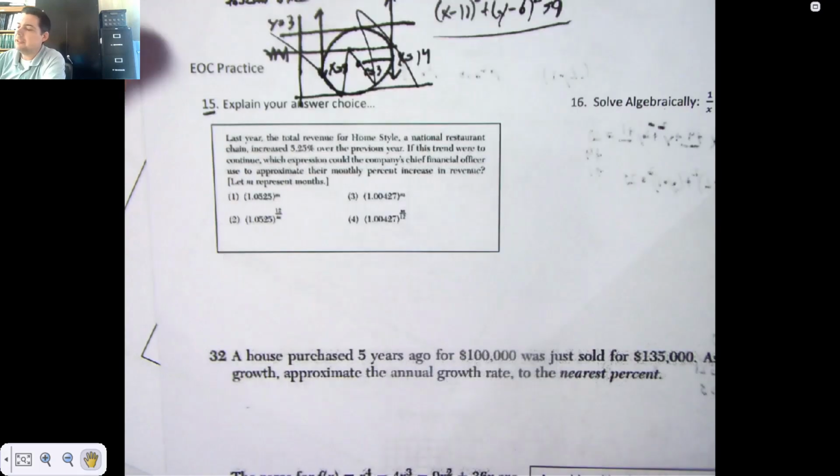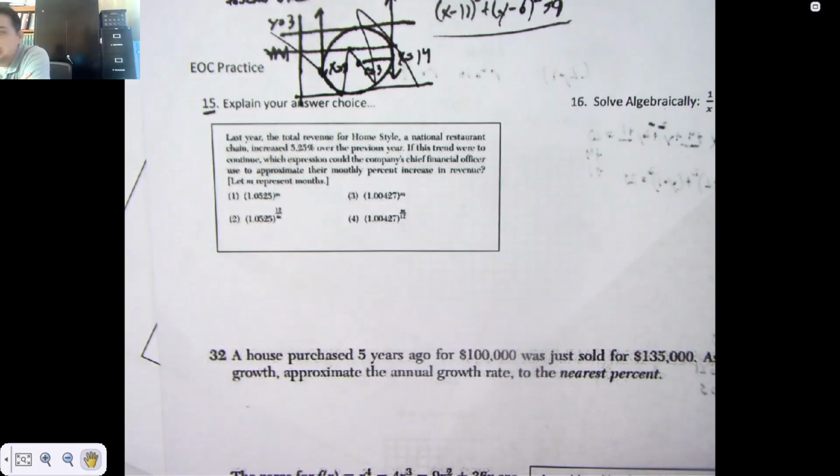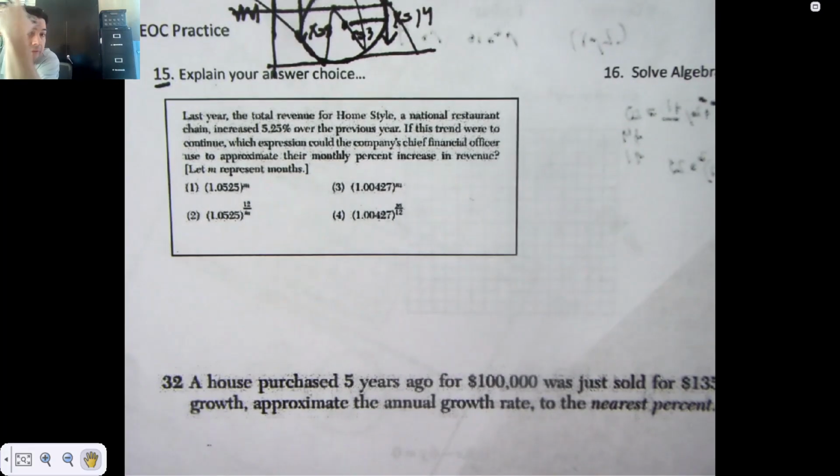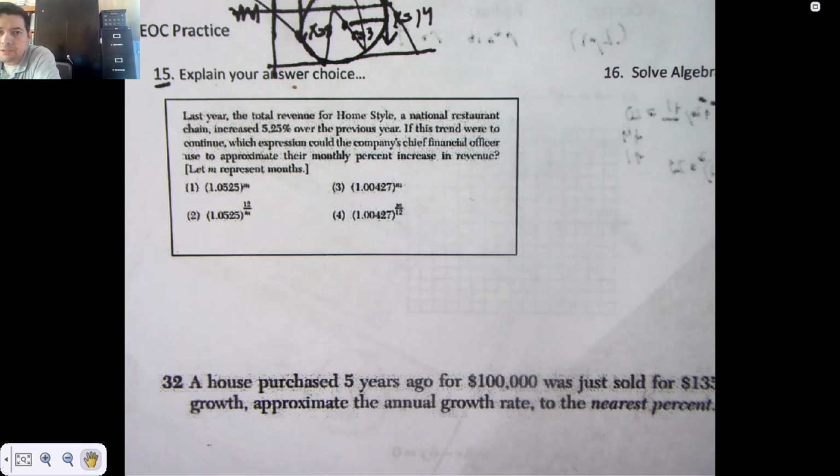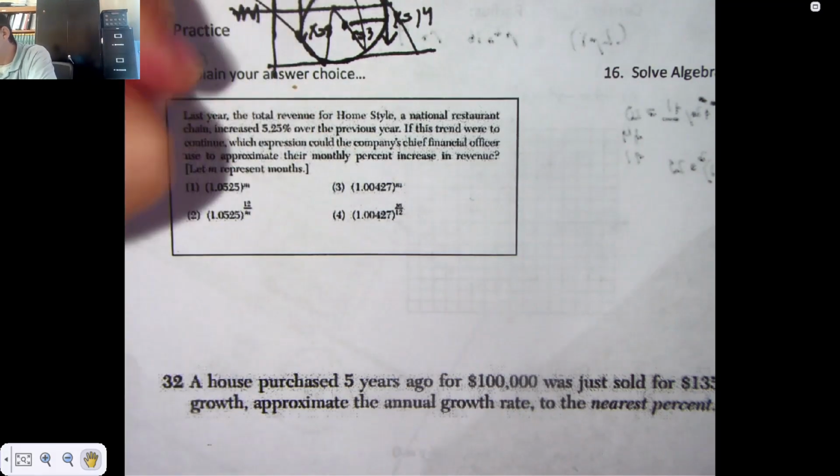Let's see, 15 is an EOC practice question. Explain your answer choice. Last year, the total revenue for Homestyle, a national restaurant chain, increased 5.25% over the previous year. If this trend were to continue, which expression could the company's chief financial officer use to approximate their monthly percent increase in revenue? So, what I mean by this is you're supposed to write some stuff down, not just choose the right answer. It says explain.